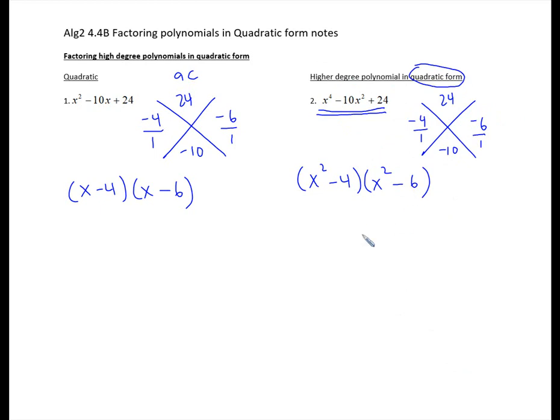One thing you have to be careful about: this x squared minus 4 is a difference of squares. I can factor this more, so it's going to be x plus 2, x minus 2. Now the x squared minus 6, I can't factor more, so I would just leave it like this. And this would be our complete answer, fully factored. So whenever you can factor more, you always have to double check and make sure you factor more if you can.